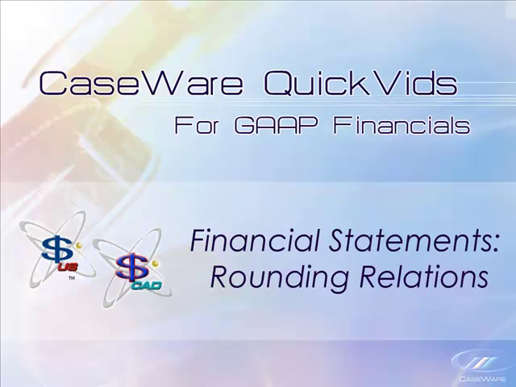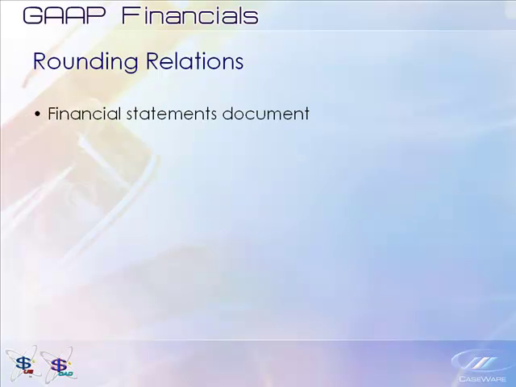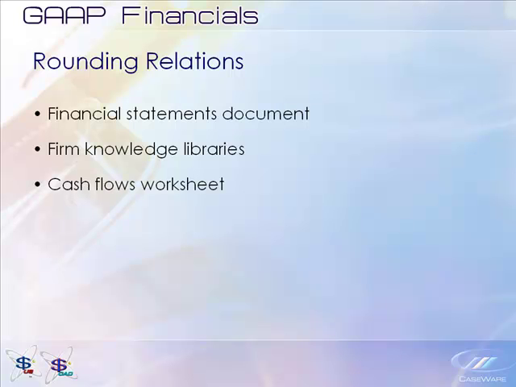Rounding relations affect only cells in the financial statements document. It does not affect any numbers in the working paper's trial balance. Rounding relations can be set in the financial statements document, the firm libraries, and the cash flow worksheet.